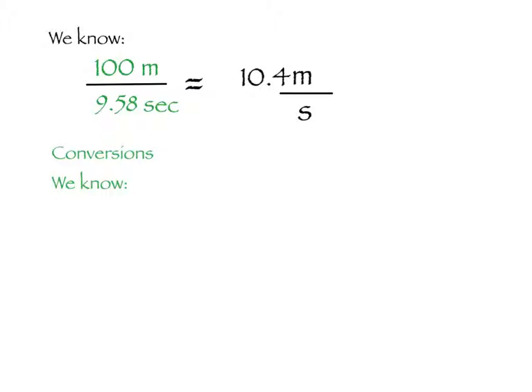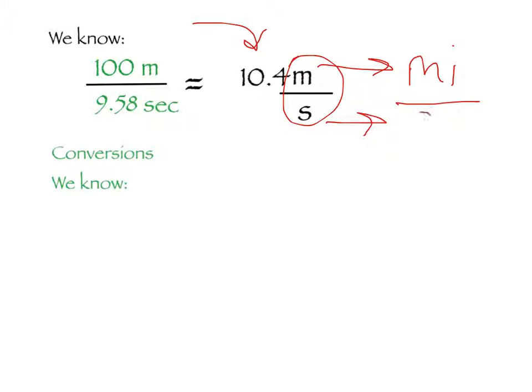The first thing we have to do is make this a little easier to work with. It's a 100-meter dash in 9.58 seconds, and if you take 100 divided by 9.58, you end up with 10.4 meters per second. Now this unit is a unit over top of another, so we are going to call it a complex unit. And just like we've been doing with simple problems, we're going to convert the meters into miles, and we're going to convert the seconds into hours.